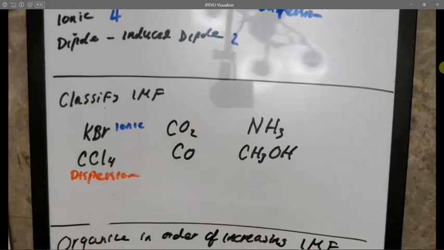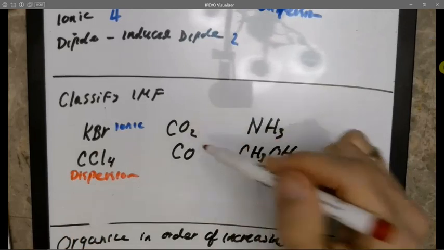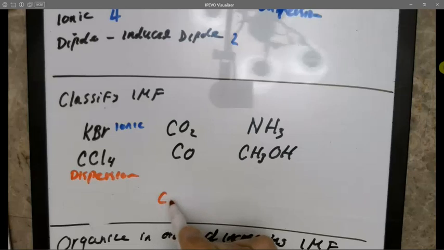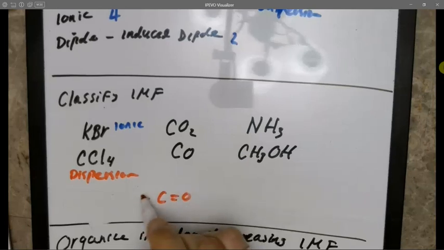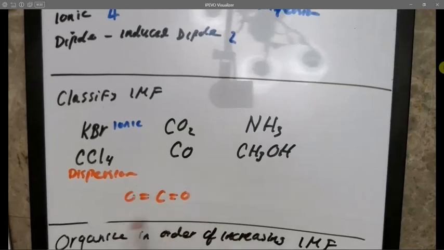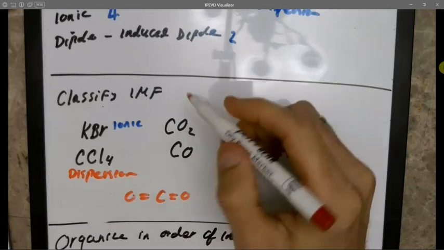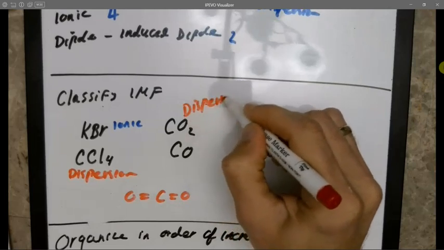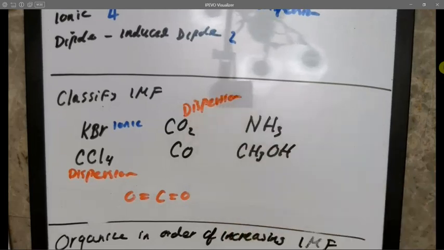Strongest, the weakest. Okay. CO2. Again, if I look at my bonding chapter from before, it looks like this. It's a linear molecule, and it's symmetrical. Therefore, it's also not polar. Since it's not polar, we say that this is dispersion or induced dipole.